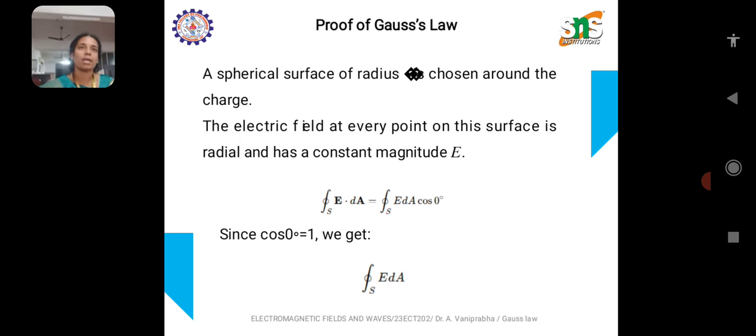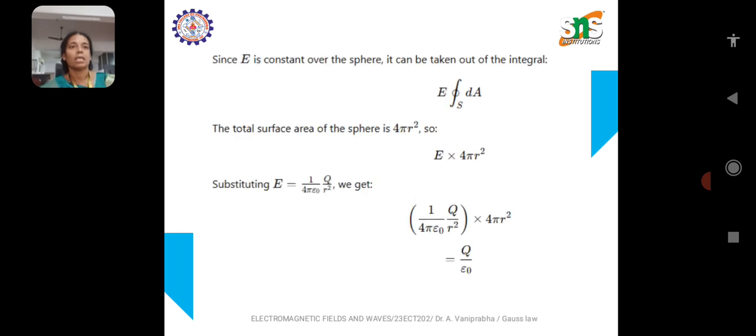The total electric flux through the spherical surface is the closed surface integral of E dot dA, which is equal to the closed surface integral of E dA cos theta. Since cos 0 is equal to 1, we get the closed surface integral of E dA. E is constant over the sphere, so it can be taken out of the integral. In E times the integral of dA, the total surface area of the sphere is 4 pi r square.